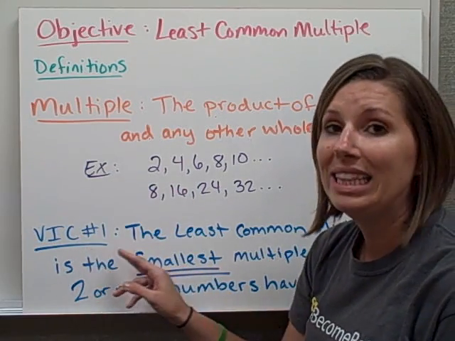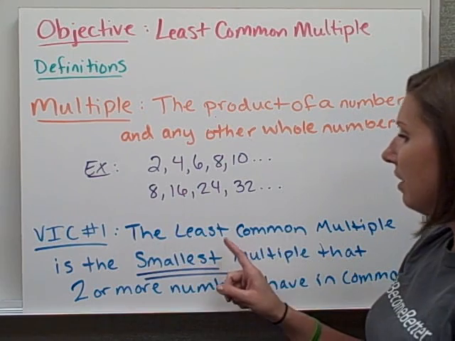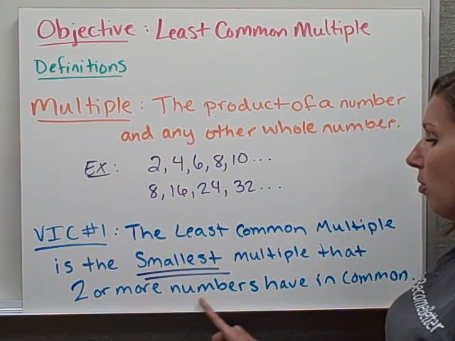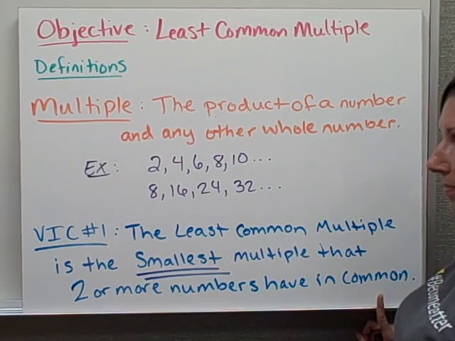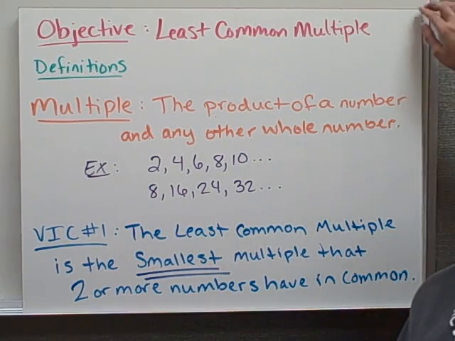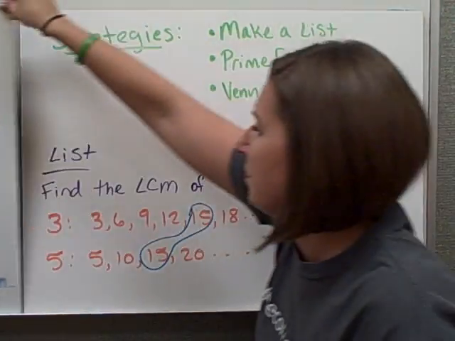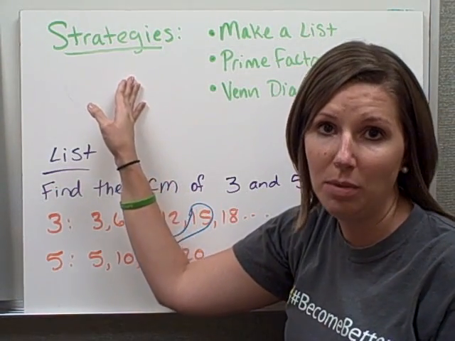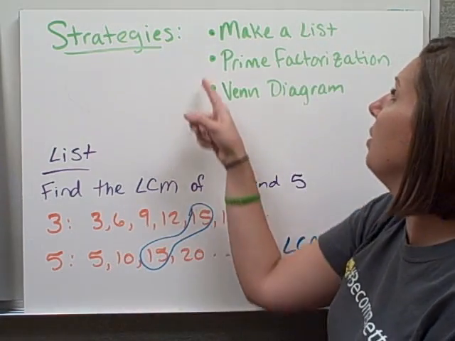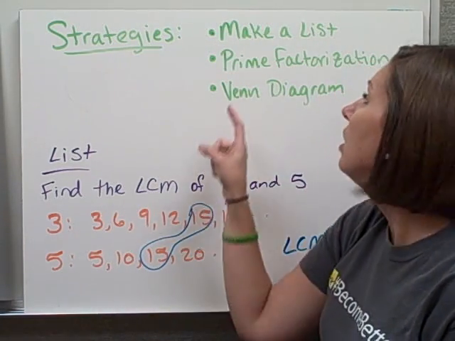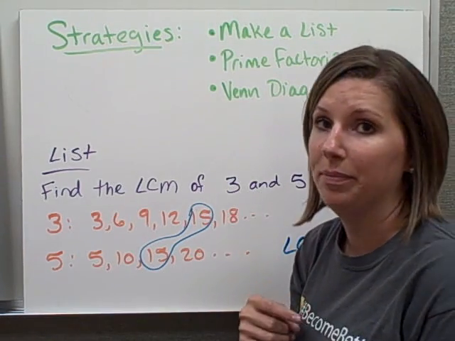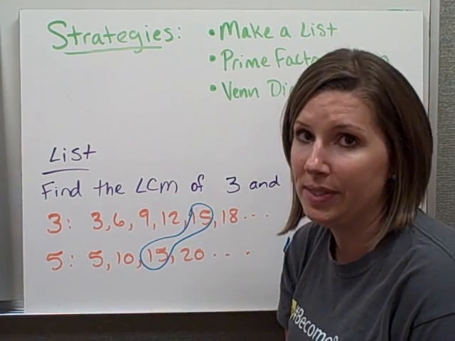We are going to be finding the least common multiple, and the least common multiple is the smallest multiple that 2 or more numbers have in common. Some strategies to help you find the LCM, or the least common multiple, would be to make a list, to use prime factorization, and to use a Venn diagram. Here's what making a list looks like.